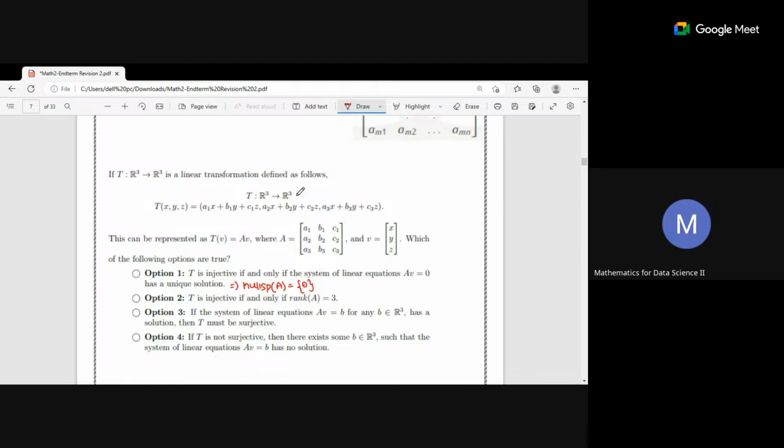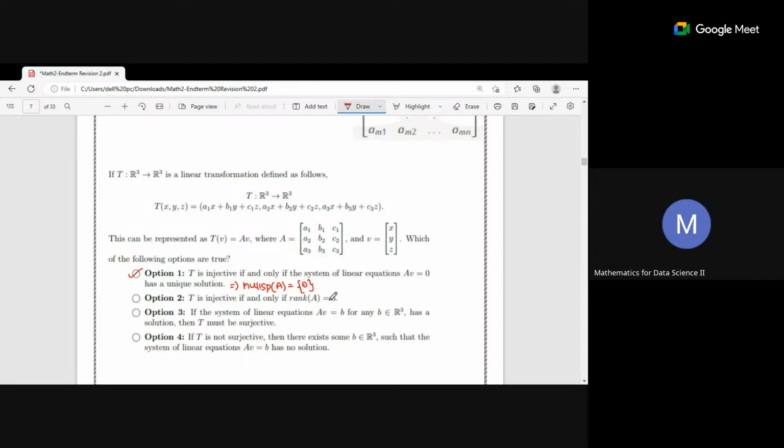So you can say T is an isomorphism, but you have to be careful about the domain and codomain. Here both are the same, so you can say that, but straight away don't jump to that statement. Okay. Be careful. So null space of A is equal to 0. If null space of A equals 0, you know that T is injective. Okay. So this option is fine.